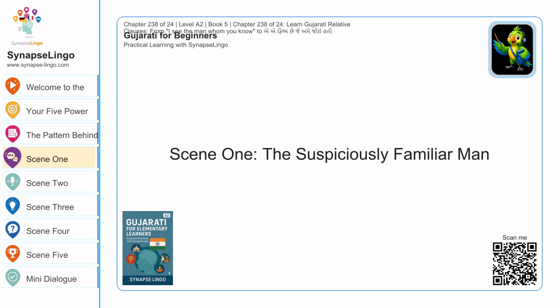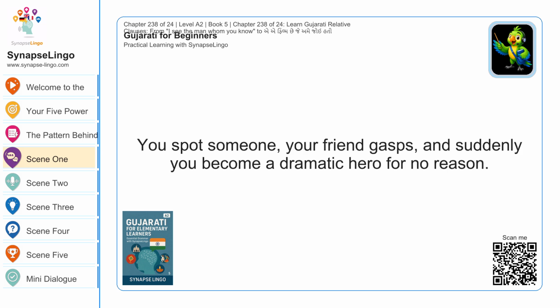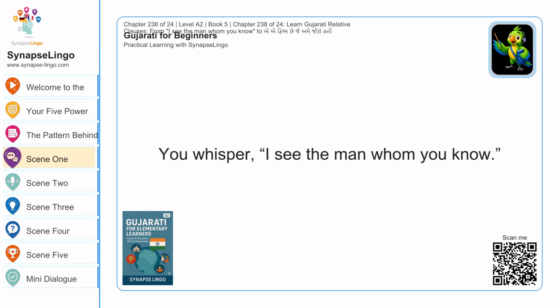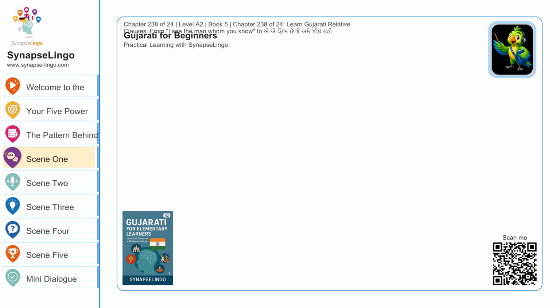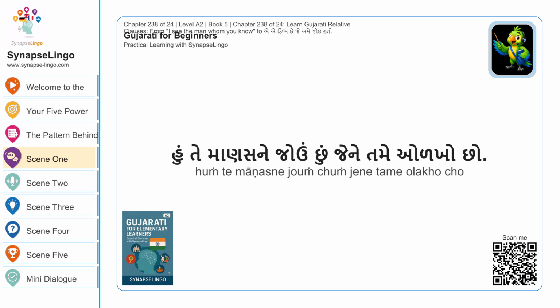Scene 1. The suspiciously familiar man. Picture yourself in a crowded market. You spot someone, your friend gasps, and suddenly you become a dramatic hero for no reason. You whisper, I see the man whom you know. In Gujarati. હું તે માણસને જોઉં છું જેને તમે ઓળખો છો.